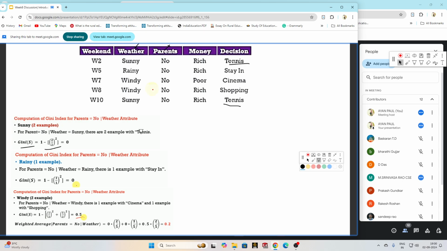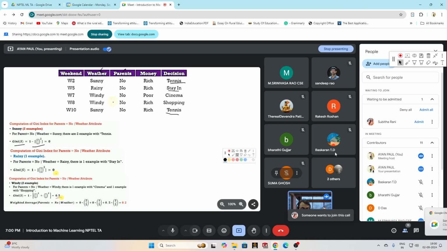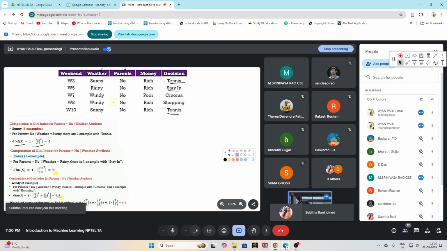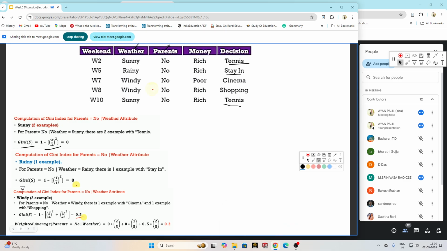So that is why 1 minus (2 by 2) whole square. Now if I talk about rainy, we have only 1 example, and that 1 example is giving you stay in. So that is why 1 minus (1 by 1) square. Now windy: we have 2 windy examples. 1 is giving cinema, 1 is giving shopping. So we have to do 1 minus (1 by 2) square plus (1 by 2) square. So it is coming 0.5.